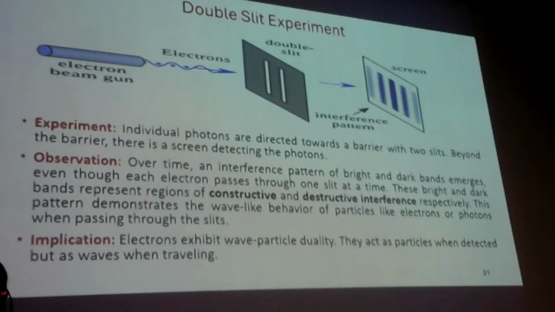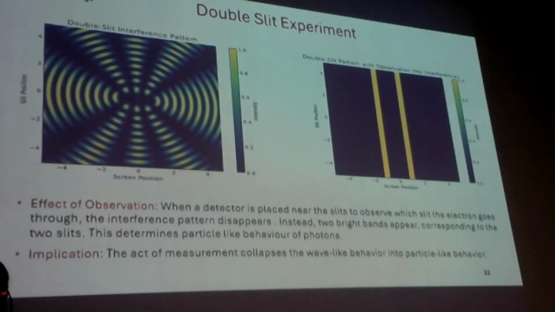So again, here constructive and destructive interference happens. So this shows the wave-like behavior of particles. And you can see that this experiment exhibits wave-particle duality because when it is measured, then it's a particle. Otherwise, until then, it is waves. They act as particles when detected, but while they are traveling, they act as waves.